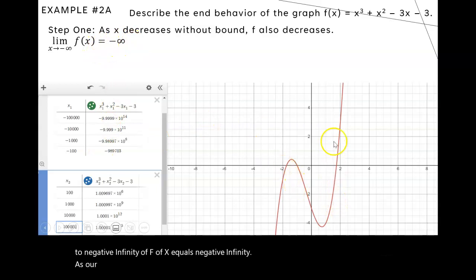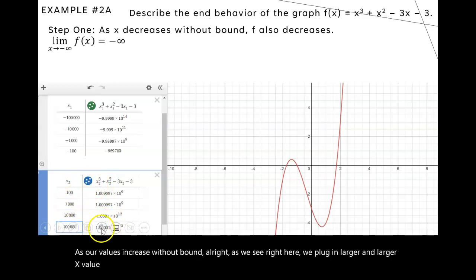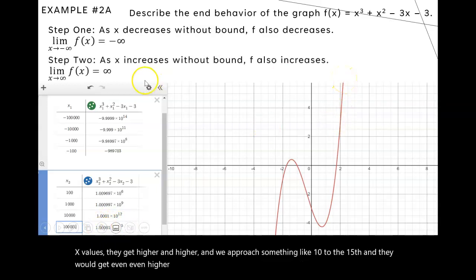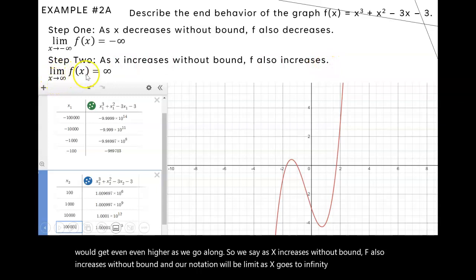As our x values increase without bound, as we see right here, we plug in larger and larger x values. They get higher and higher. We approach something like 10 to the 15th, and they would get even higher as we go along. So we say as x increases without bound, f also increases without bound. And our notation will be limit as x goes to infinity of f of x is equal to +infinity.